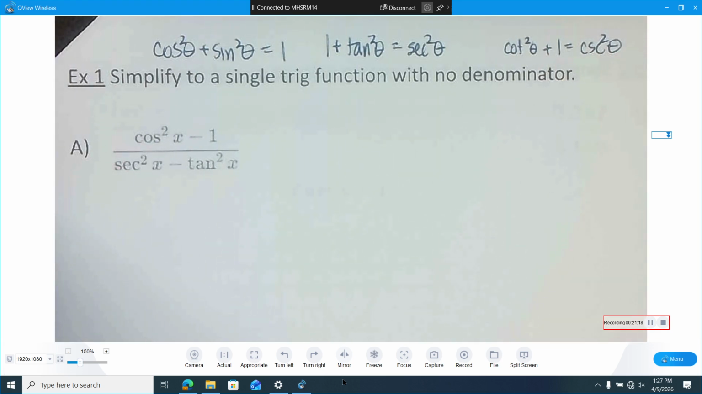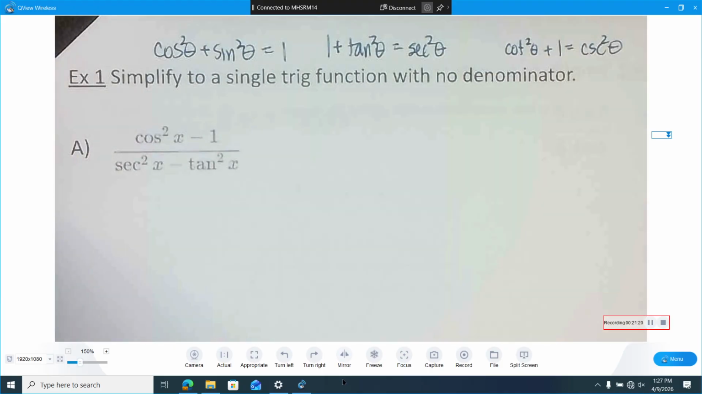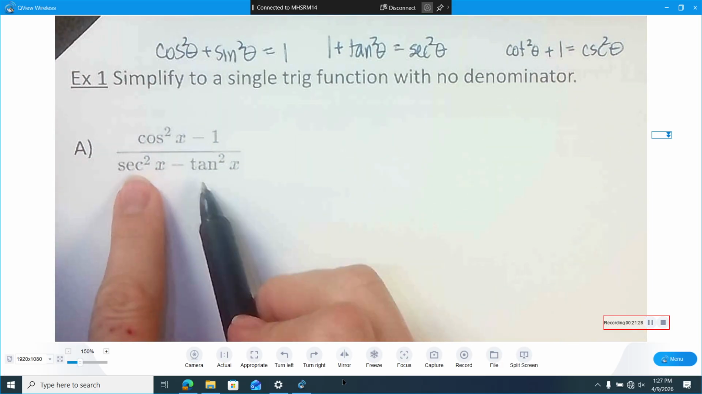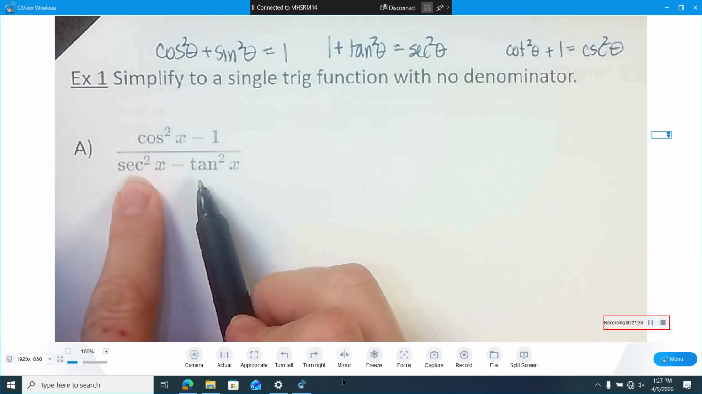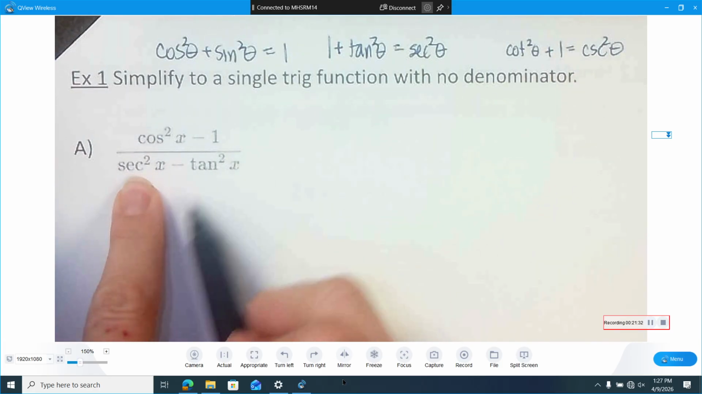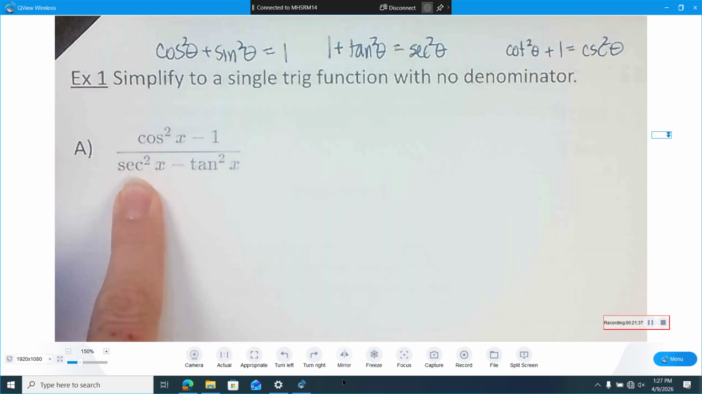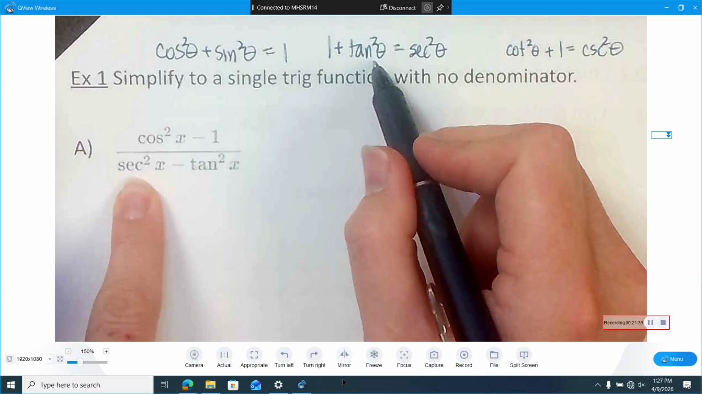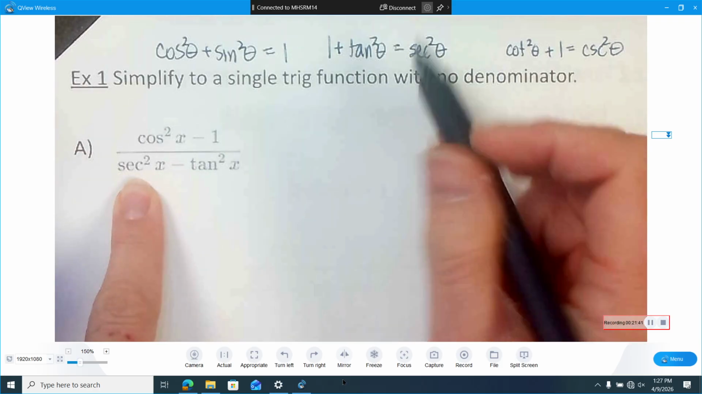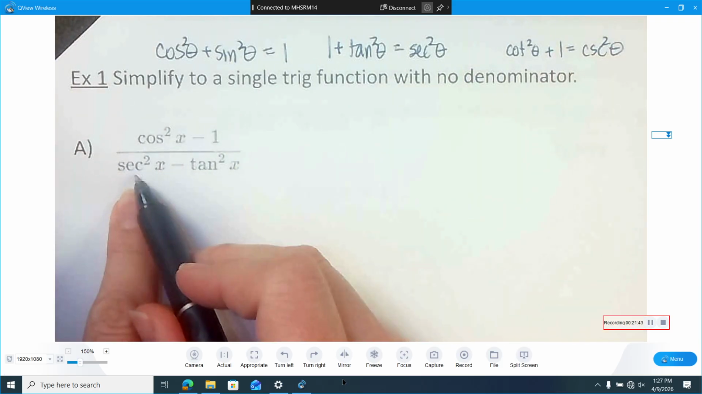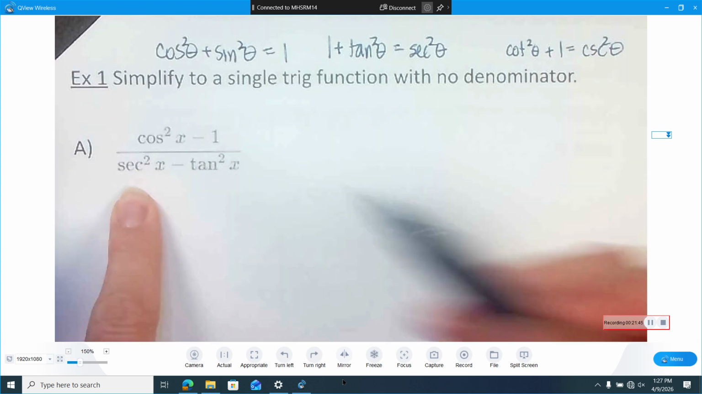So what we're doing with identities is we're taking something and replacing it with its equivalent. So I'm looking at my denominator here, secant squared x minus tangent squared x, and I have an identity with both of those things. Can I rearrange these a little bit? Could I? What is secant squared x minus tangent squared x equal to?